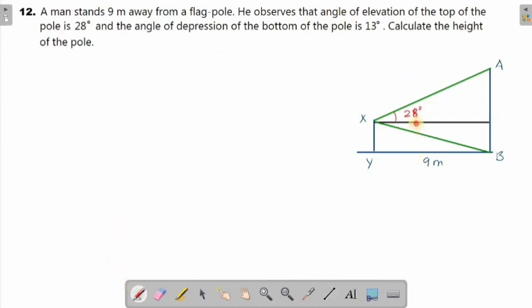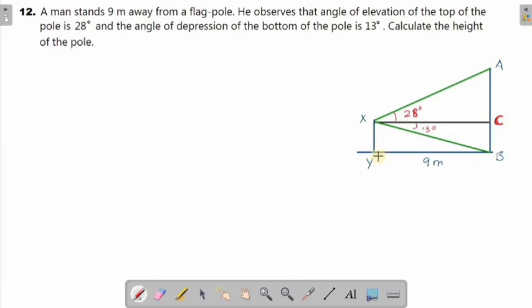The question is asking you to find the height of the pole. Now let me name this point as point C. There are two right angle triangles here, this one and this one. So what I am going to do is, from this triangle I'll find AC, and from this triangle I'll find CB. The sum of these two gives me the height of the flag pole here.